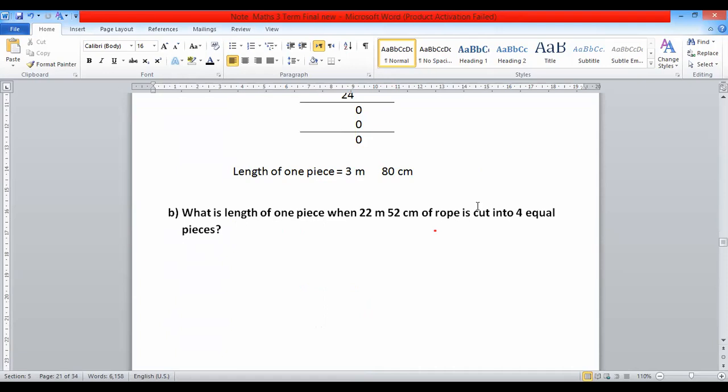Next is your homework. What is the length of one piece when 22 meter and 52 centimeter of rope is cut into 4 equal parts? Here, students, I am giving you some hints. Here you just write the length of the rope, and you have to divide this rope into four equal parts. Just divide this length by 4. The solution of this problem is the same as above, so you have to solve it by yourself.